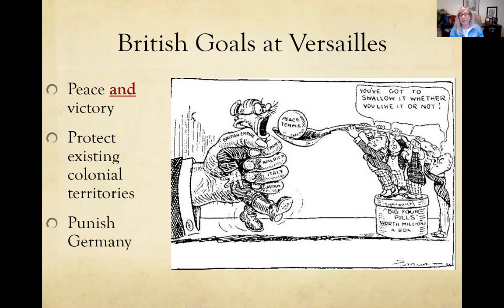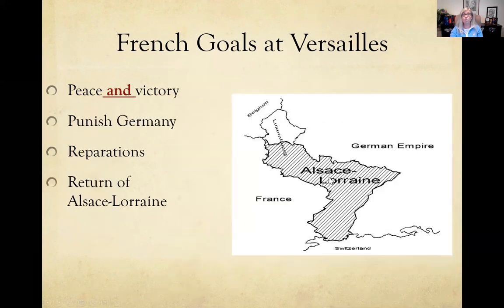That's not what Great Britain is in agreement to. They want victory. They want Germany punished. And they also want to protect their colonies. Think about the vast empire that Great Britain has. So they're not on board with giving independence to their colonies. And they want Germany to pay, literally, for their role in the war.